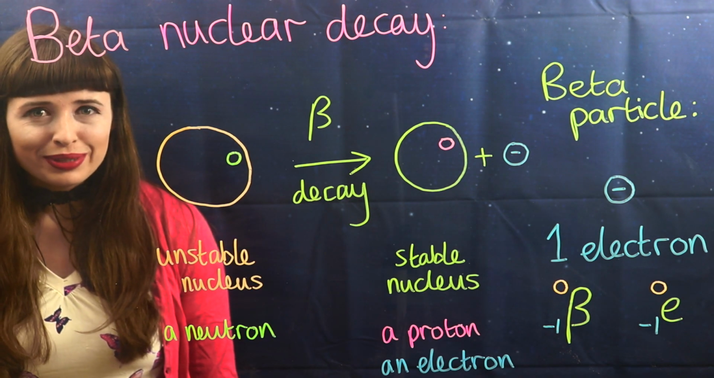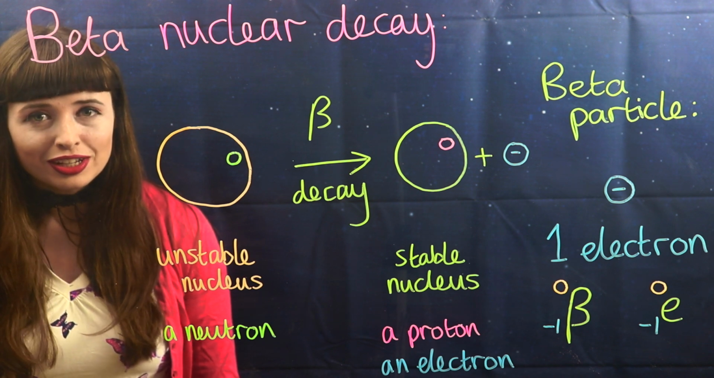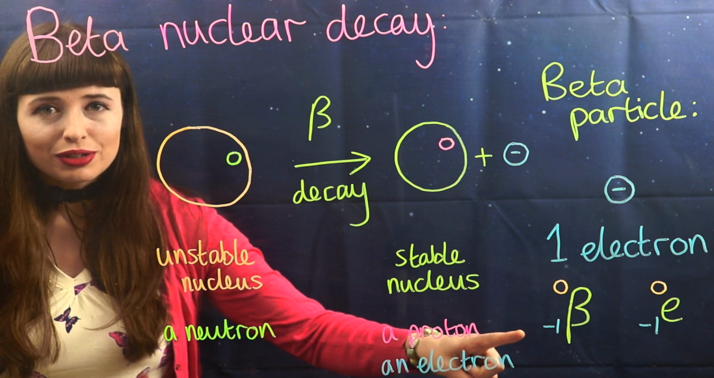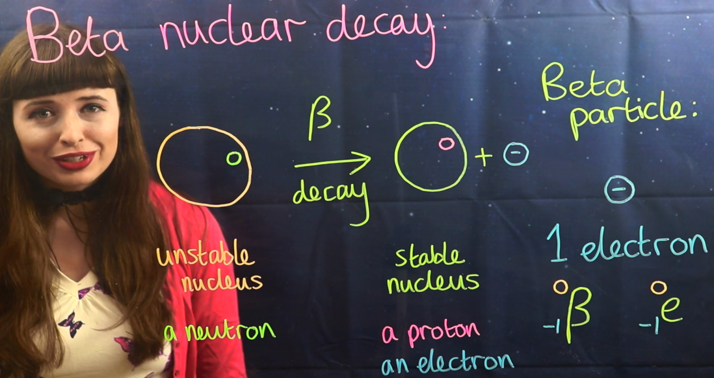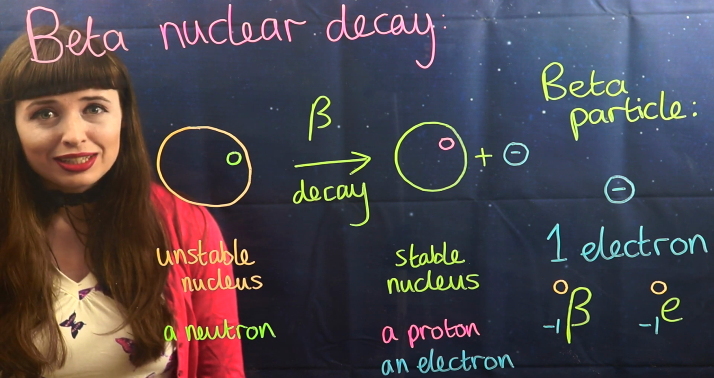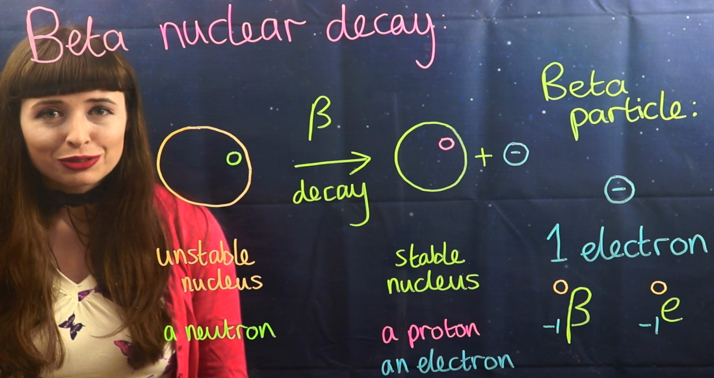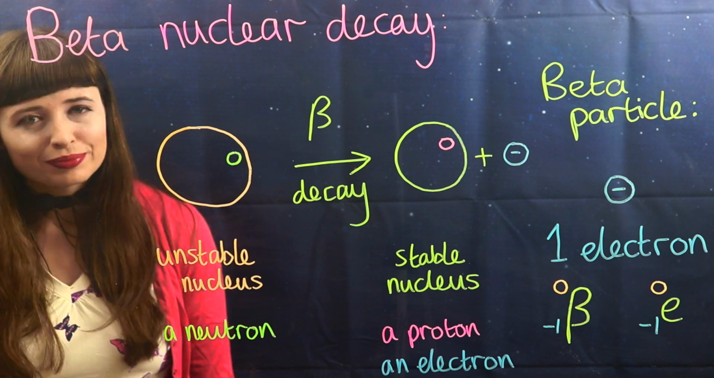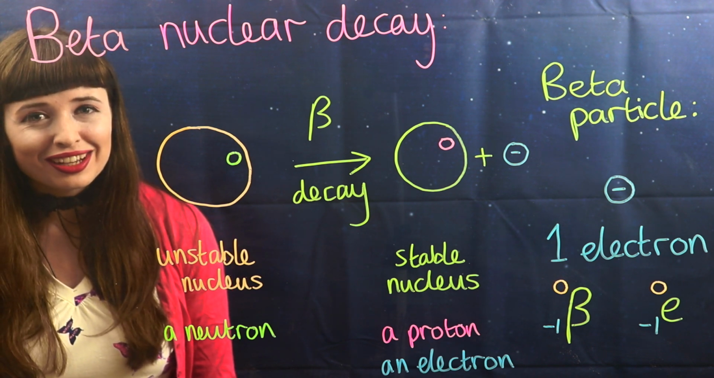When representing beta decay with chemical symbols, there are 2 options of notation. You could either write the beta decay using the Greek letter beta, or you could represent beta decay in the form of an electron. In either case, the mass number is 0, as the mass of an electron is negligible, and the atomic charge is -1. Next, we're going to take a look at a beta decay nuclear equation.